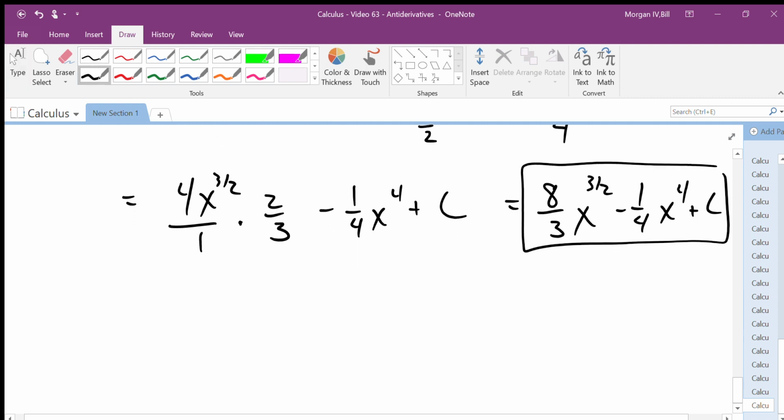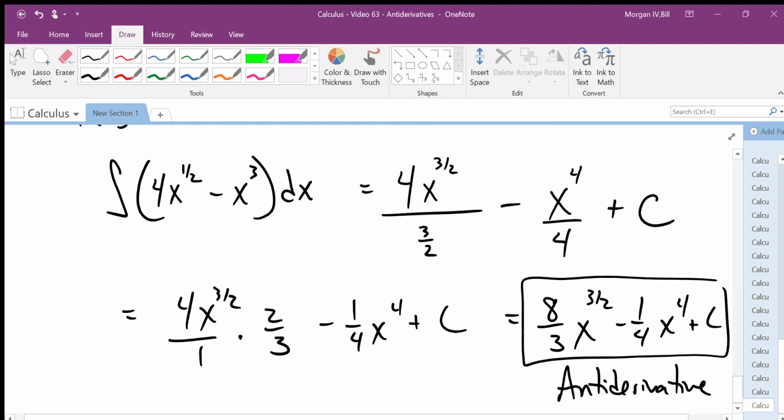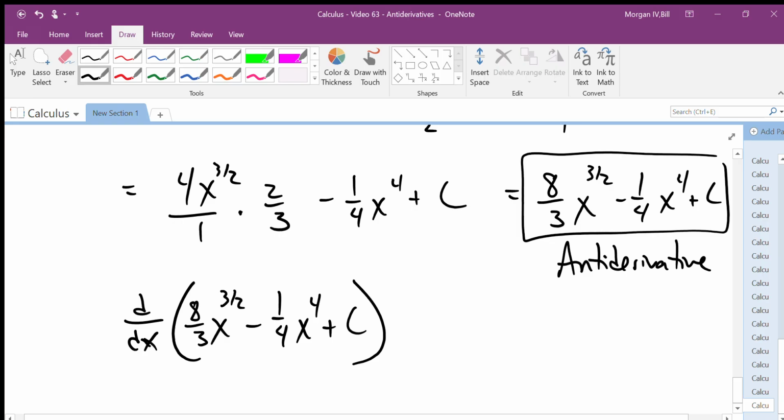If we take the derivative of this antiderivative right here, we did the antiderivative. If we take the derivative of that, we should get back to 4x to the 1/2 minus x to the third. Let's see if we do. What is the derivative of 8/3 x to the 3/2 minus 1/4 x to the 4th plus c?